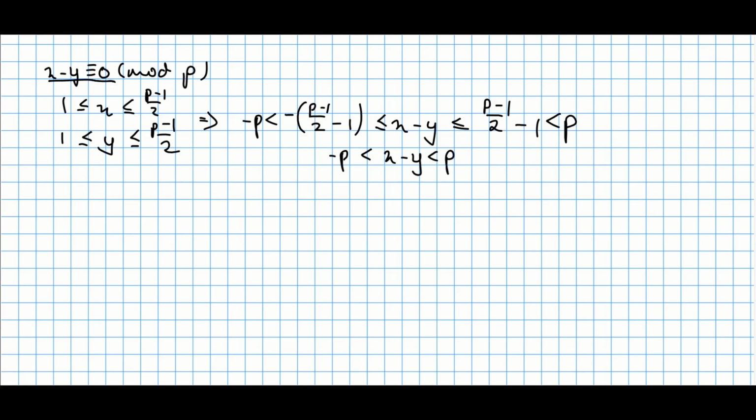Now x minus y congruent to 0 modulo p means x minus y can be equal to 0, p, 2p, 3p, or negative p, and so on and so forth. And the only possibility left here, according to this inequality, is when x minus y equals 0, and thus x equals y, which is a contradiction to our assumption because we took different x and y from the beginning.